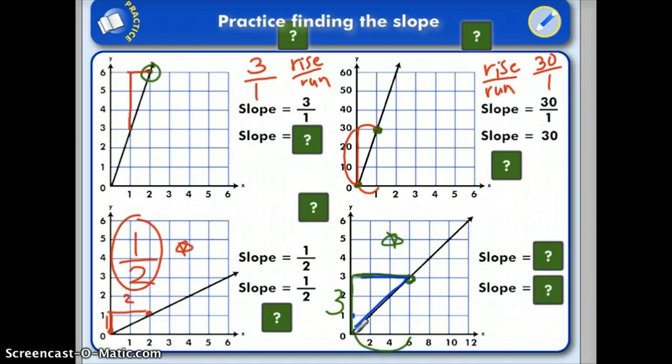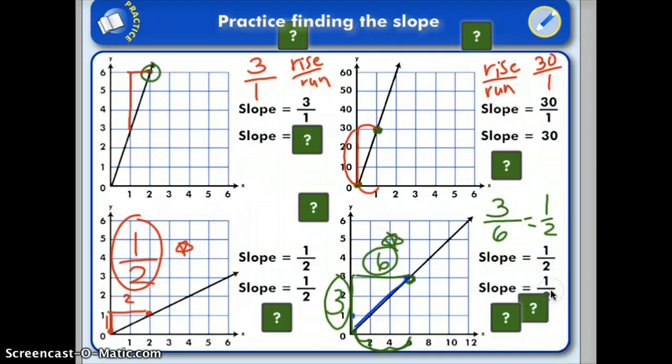So again, be careful. Some people just say, oh, 1, 2, 3. But you got to look at your scale down here. It goes up by 2s. So I didn't go over 3. I actually went over 6. So rise is 3. Run is 6. My slope I can simplify to 1/2. So that's my final answer. My slope is 1/2. The bigger the slope, the more steep the line.